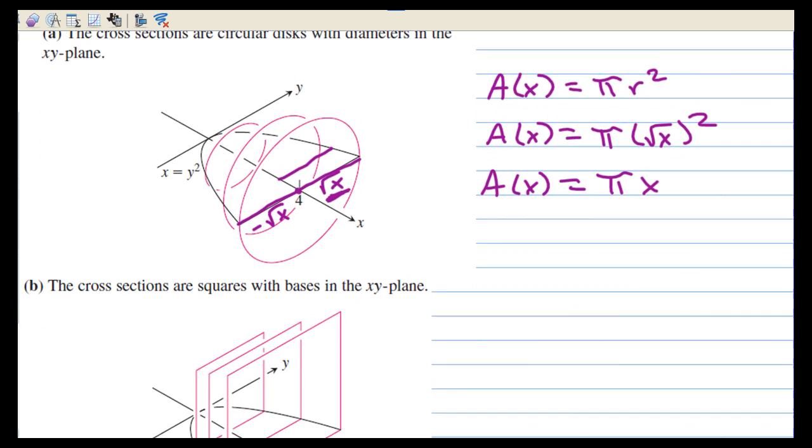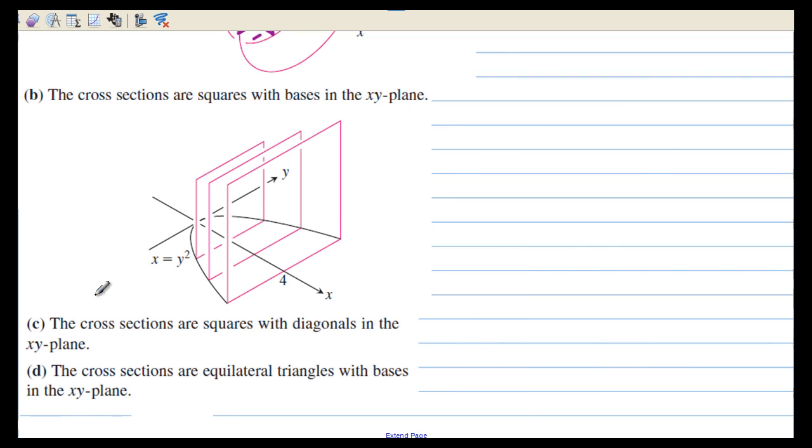The cross sections are squares with bases in the xy plane. So A of x equals side squared. Well, half of the base runs from the x-axis to the square root of x, and the other half runs from the x-axis to negative square root of x, but we can't add these two and get 0. That wouldn't make any sense. We're talking about distance, so we're not going to consider this negative.